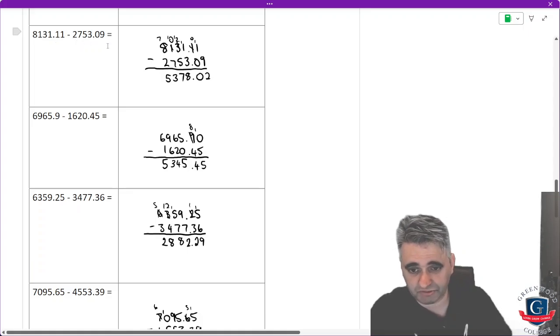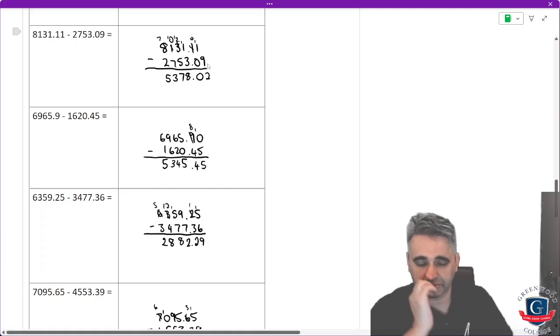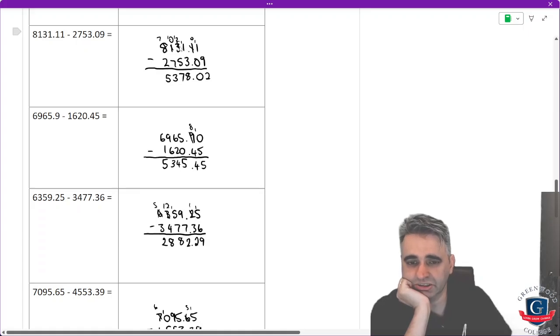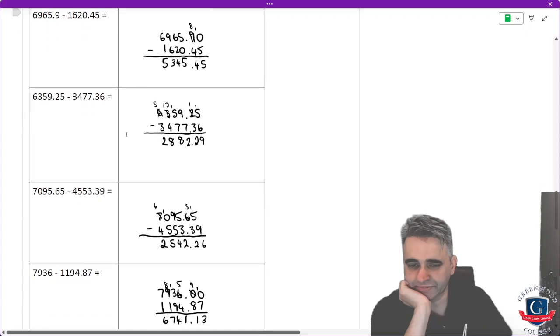8131.11 take 2753.09. 9 from 1 you can't. Borrow, that becomes 0, that becomes 11. 9 from 11 is 2. 0 from 0 is 0. 3 from 1 you can't. Borrow from the 3, that becomes 2, that becomes 11, that becomes 8. 5 from 2 you can't. That becomes 0, that becomes 12, that becomes 7. 7 from 0 you can't. That becomes 7, that becomes 10, that becomes 3. 2 from 7 is 5. How many of these am I set to do?